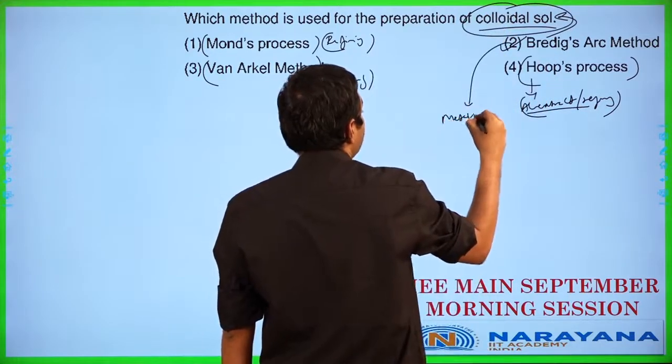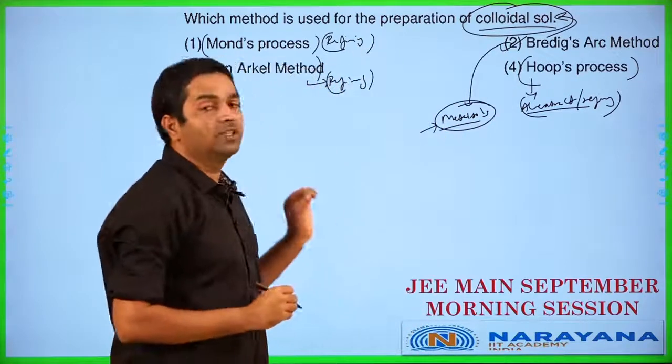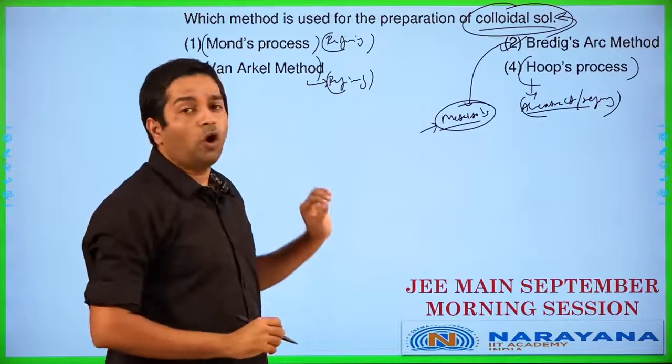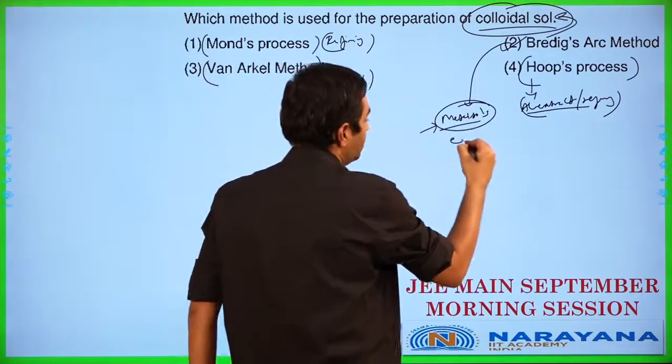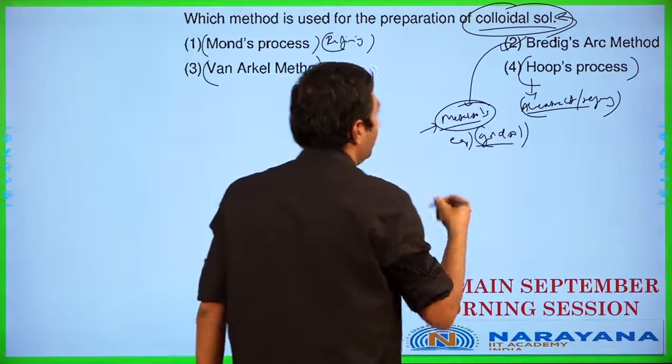Briggs arc is mainly used for the preparation of metal salts. Alright, we generally end up using Briggs arc method for the preparation of metal salts or colloids like gold salt. An example which is prepared by this is basically going to be gold salt. Okay, let's get to the next one.